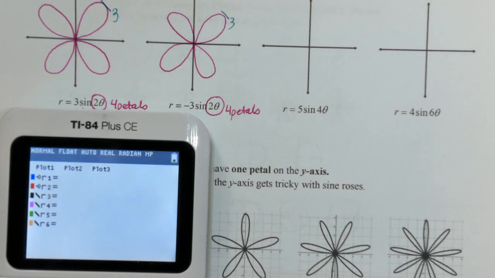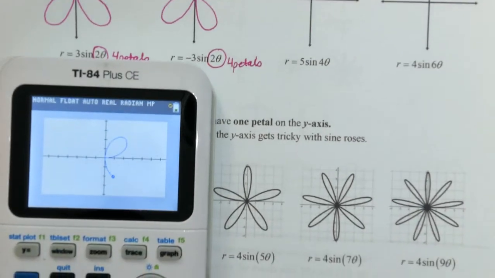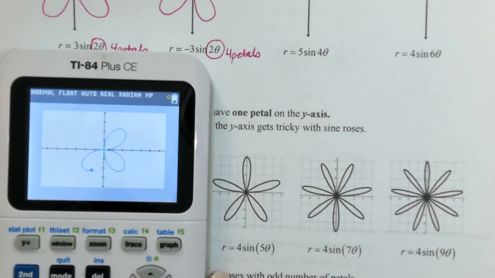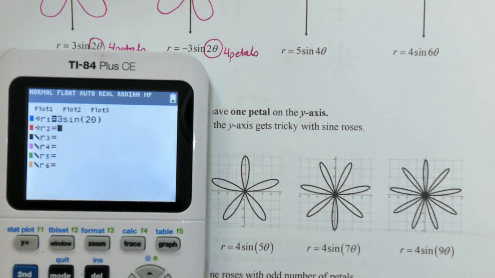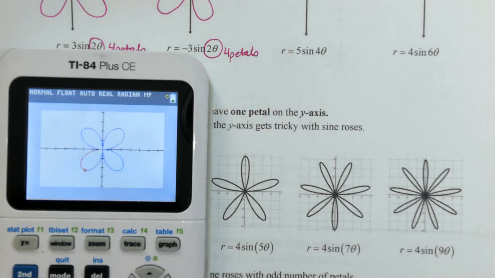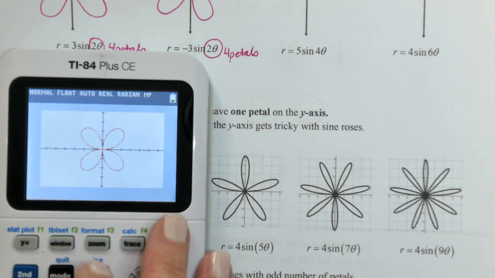Okay, so 3 sine of 2 theta does this. Okay, looks like a butterfly, doesn't it? And then -3 sine of 2 theta, it just starts at a different location, goes in a different direction. Okay, same resulting graph.